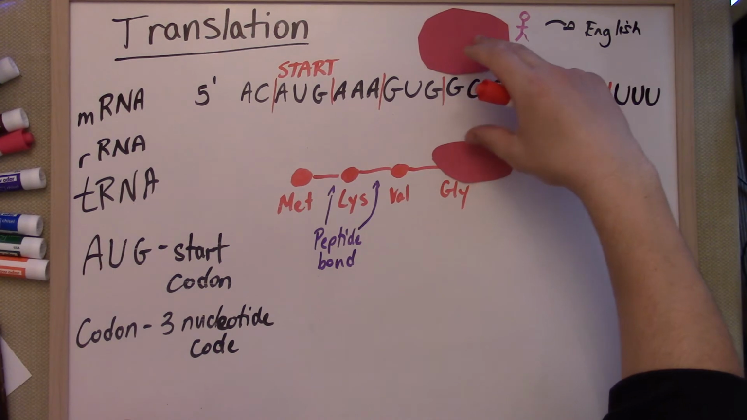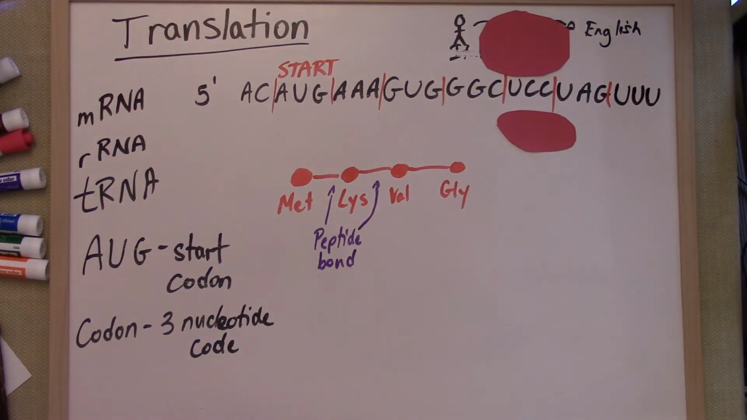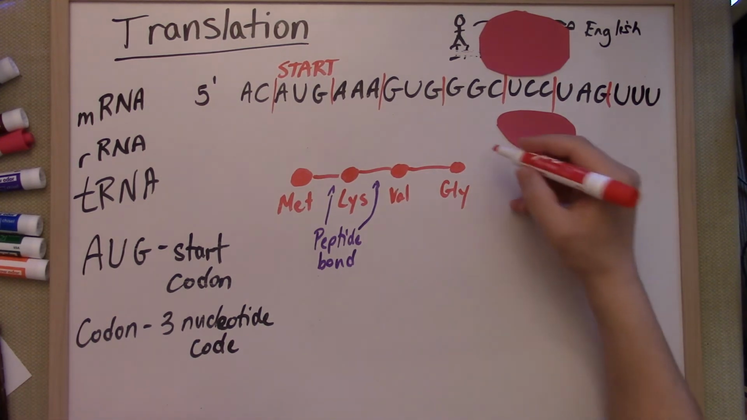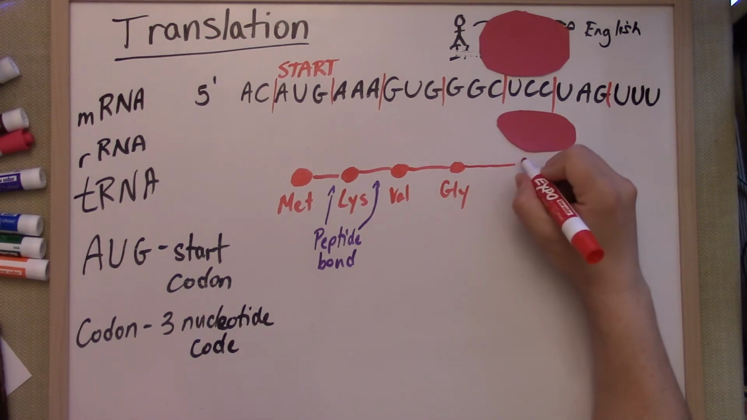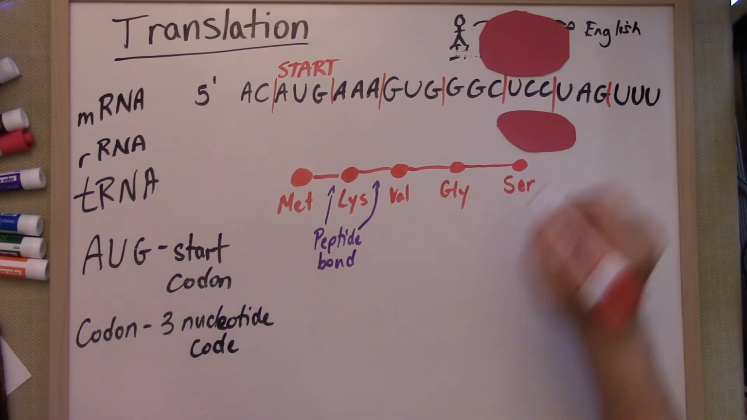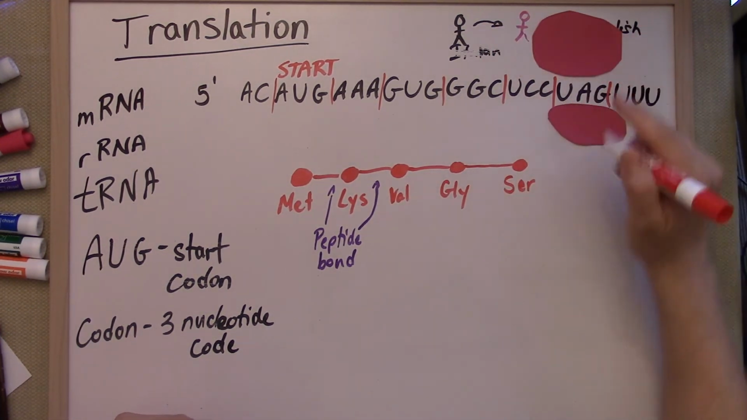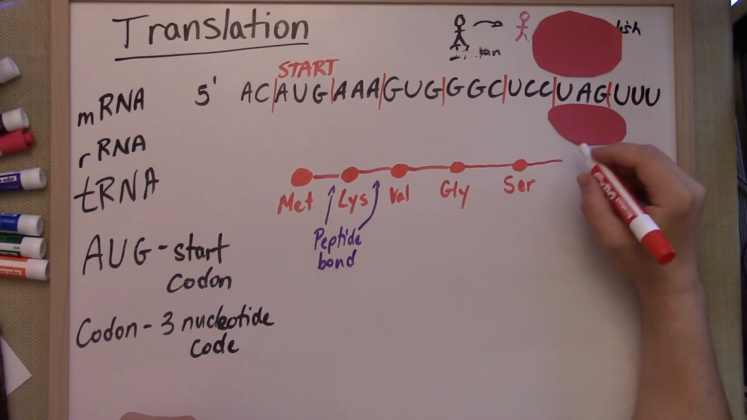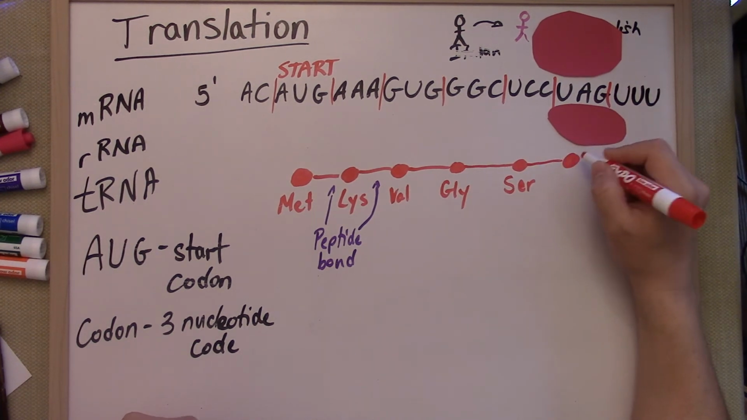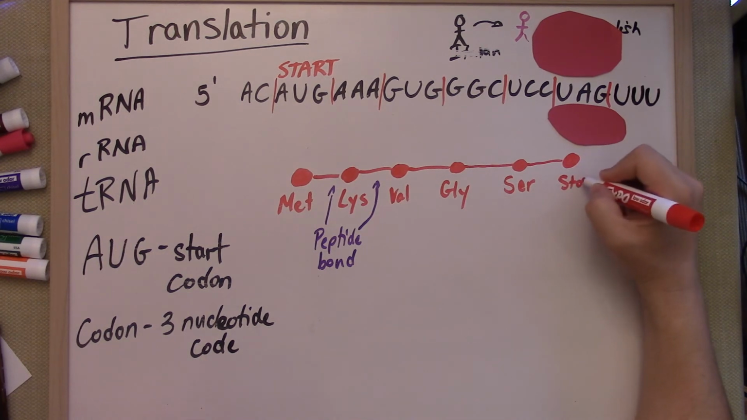The process will keep going. So our next is UCC. Take a look at your code of life. If you don't have it in front of you, pause the video, go get it. Take a look, UCC. As I'm drawing here, hopefully you found SER, serine. And then the process keeps going. The ribosome moves again. We get UAG, and we have what we call a stop codon.